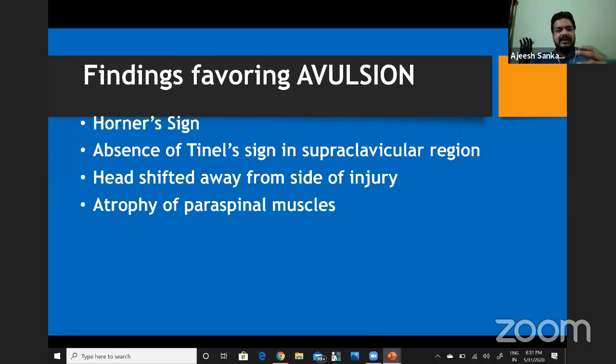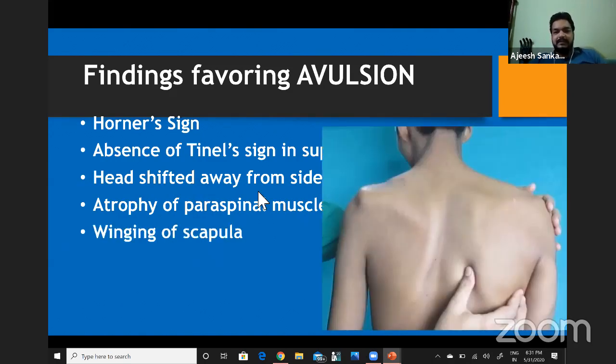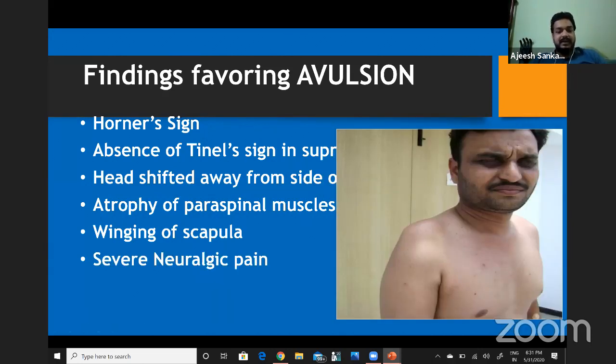And then there is other contributory evidence, like the head can be shifted away from the site of injury. There can be atrophy of the paraspinal muscles and a winging of the scapula, as we see on the left side of this patient here. A very common finding in all preganglionic and avulsion injuries is the severe neuralgic pain that these patients have, which is a deafferentation pain, often considered to be thalamic in origin, and it's very difficult to manage. So severe pain in the upper limb is another sign that these patients can have avulsion injuries.